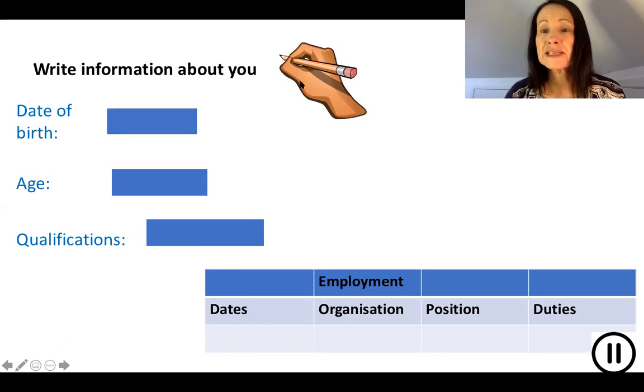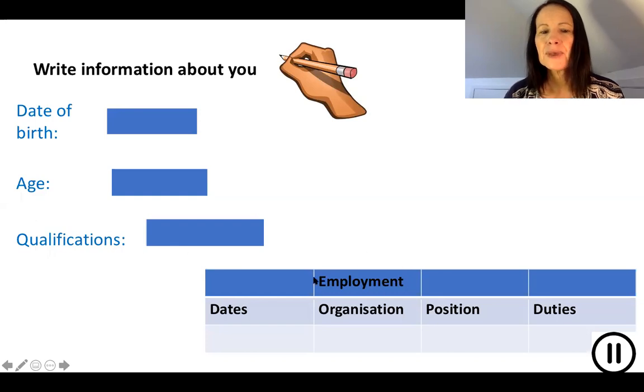And I'd like you to write some more information about your date of birth. When is your birthday? When were you born? Don't forget the day, the month, and the year that you were born. And this word, your age. How old are you? Write that down on paper. Qualifications. Do you have any certificates from school or college? Write them down.